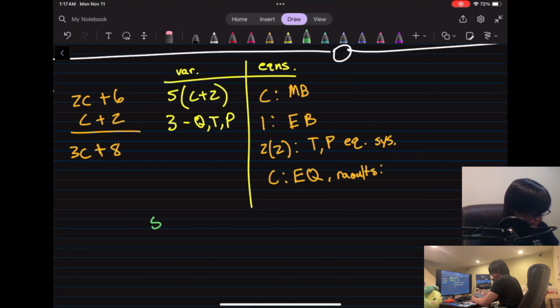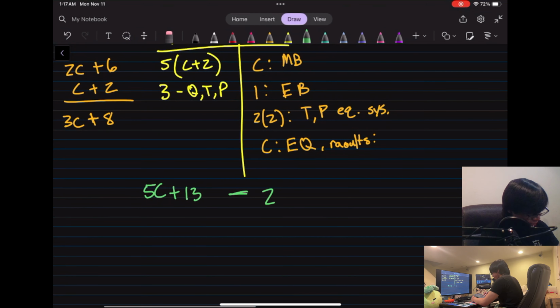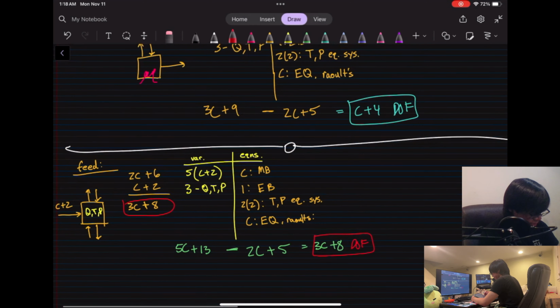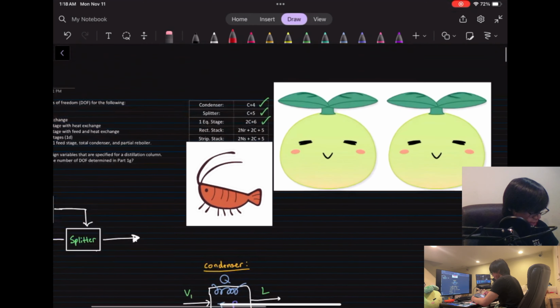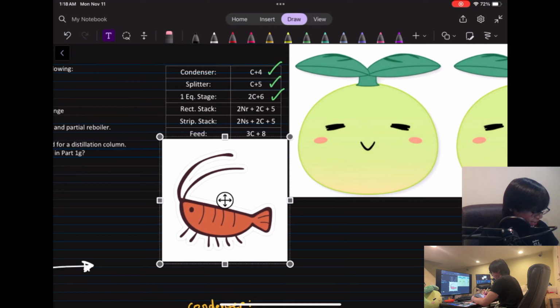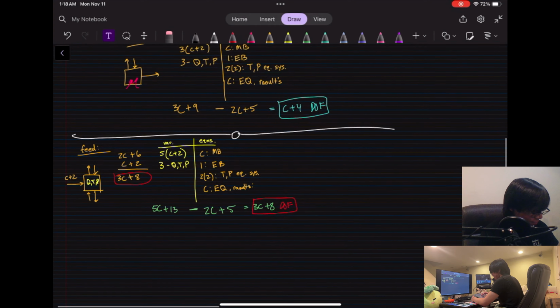We have 5C plus 10 plus 3 is 13. Subtract 2C plus 5. See if this is right. 3C plus 8. There we go. Exact same as what we got when we just started with our equilibrium stage. So let's go check this. That was the feed. Okay, 3C plus 8. And now I think I said I was doing the side stream, because why not?